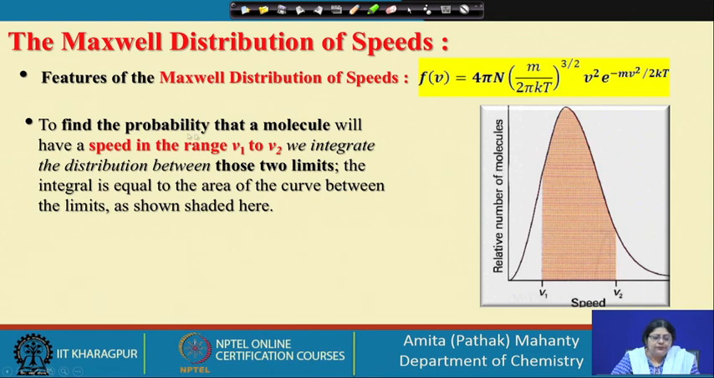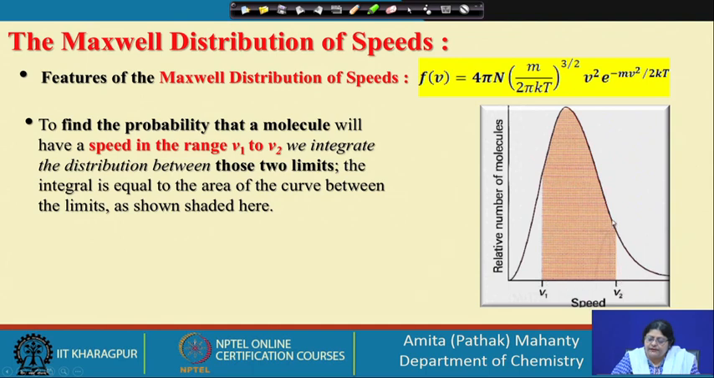So, I have to find out the probability that a molecule will have a speed within the range V1 to V2, and suppose I am saying this V1 and V2 are 30 to 40 meters per second. For finding that, we integrate the distribution function within the two limits. These are the two limits V1 and V2. So this is 30 and 40.